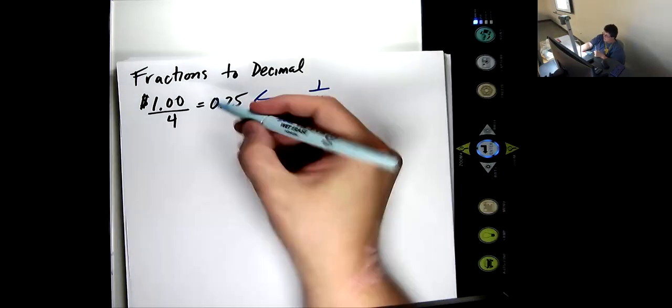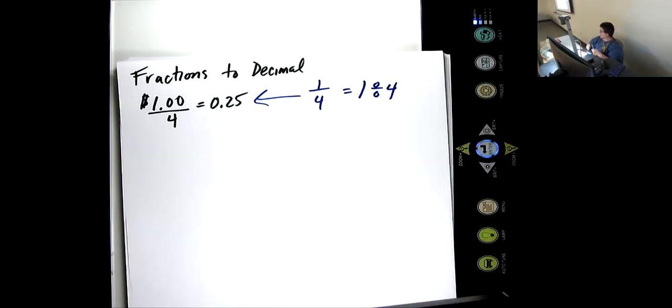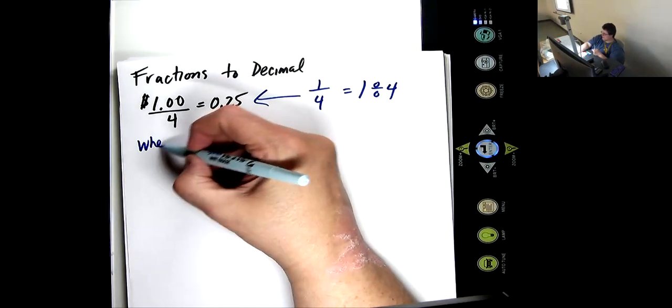So in a calculator, I would be doing 1 divided by 4. When there's decimals, do it in a calculator.